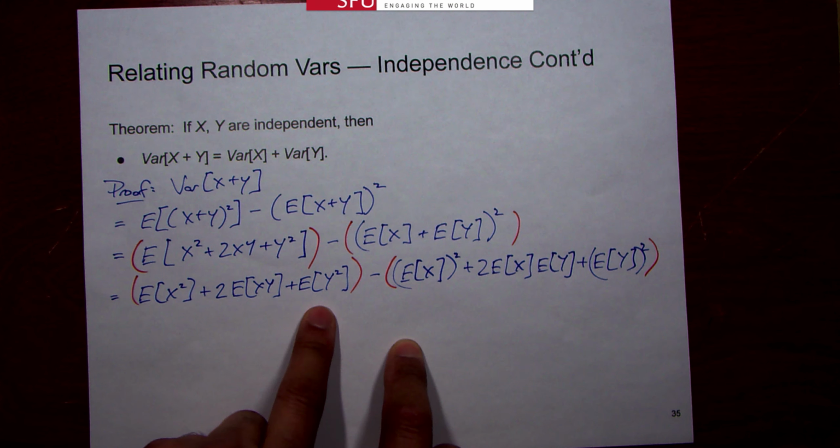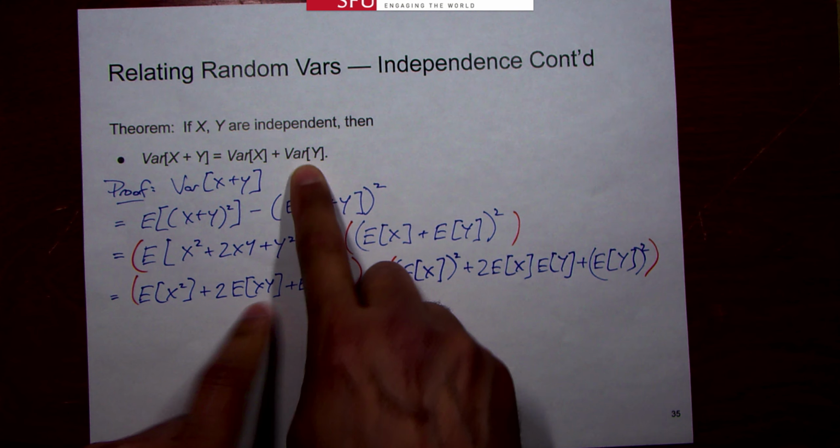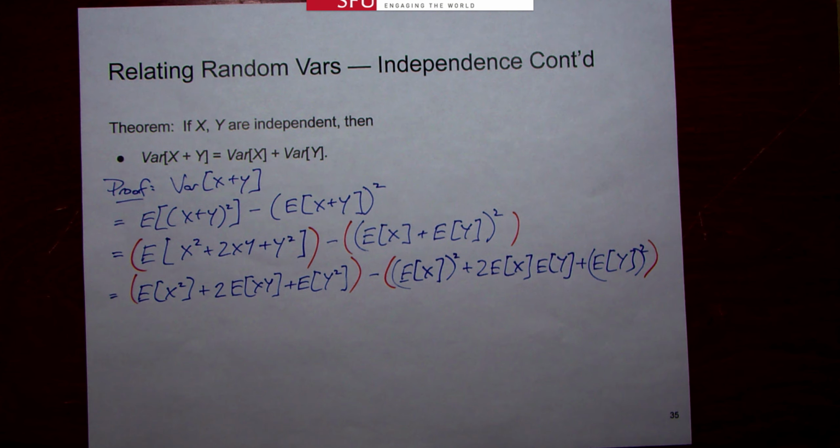Same thing for expectation of y and expectation of y squared. Subtract those two, we get variance of y. There's some crap left over, but we'll group that together too. Okay, so what do we get?